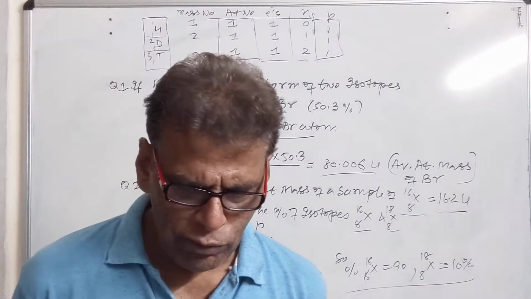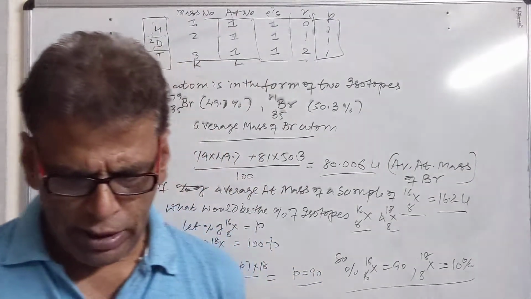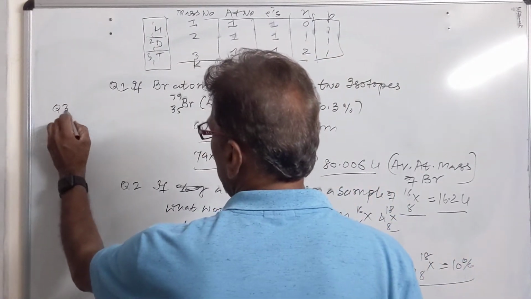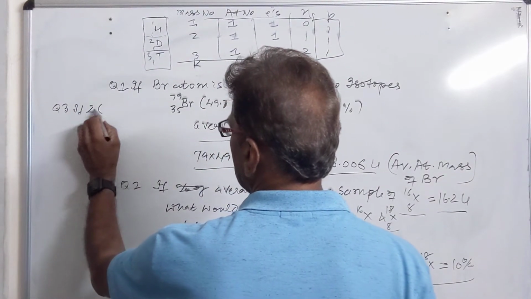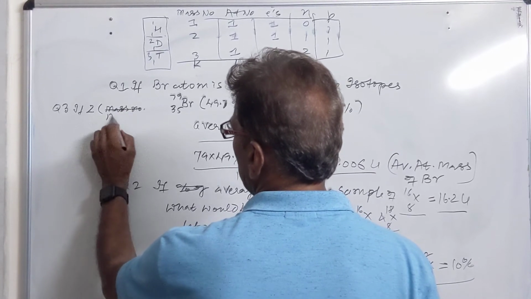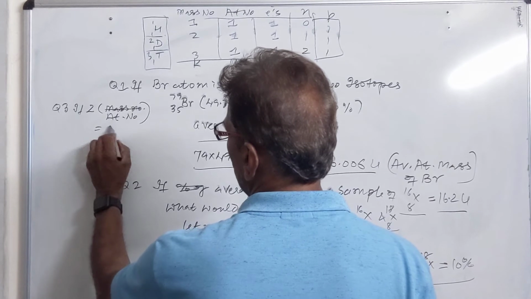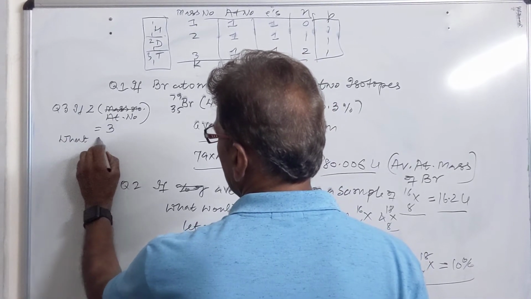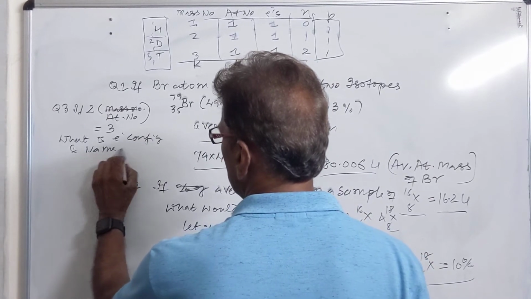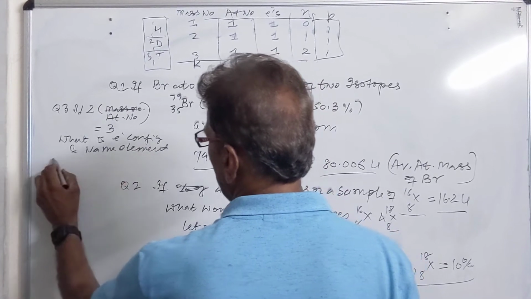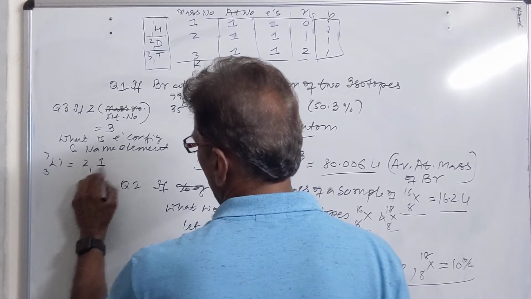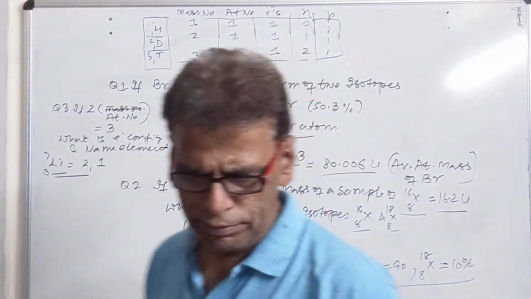Then if Z is 3, what would be the valency of the element? Name the element also. Question number 3, if Z is 3, Z stands for atomic number. If Z is equal to 3, what is the electronic configuration of the element? And name the element. If Z is equal to 3, then it is lithium. Electronic configuration is 2, 1. This is the answer of this question.